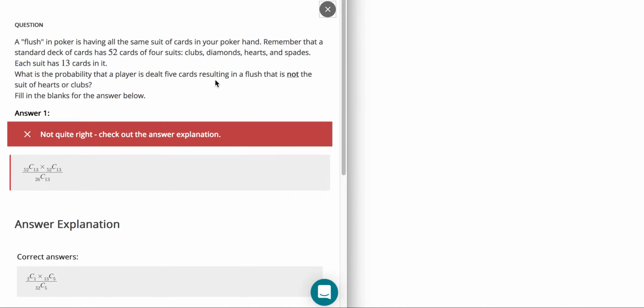Okay, so a flush in poker is having all the same suit of cards in your poker hand. So there's 13 of each suit, 52 cards total. What is the probability that a player is dealt 5 cards resulting in a flush that is not the suit of hearts or clubs? Okay.